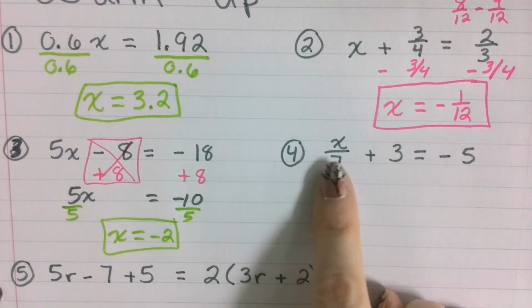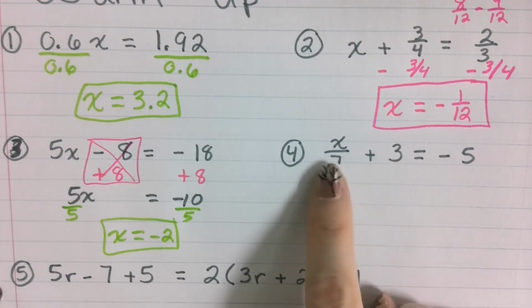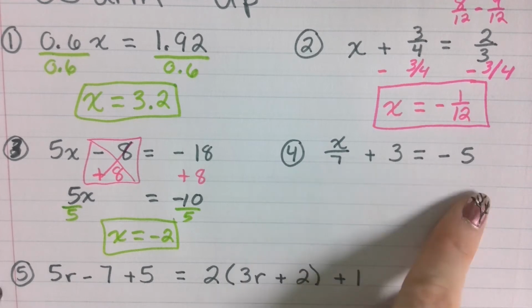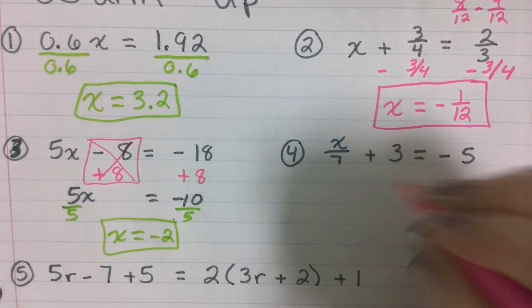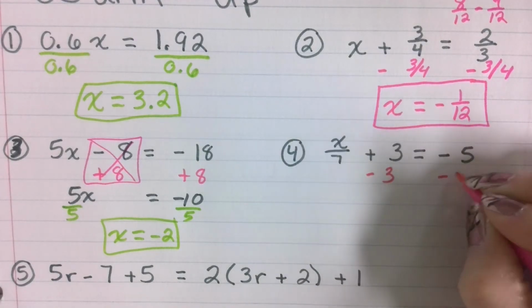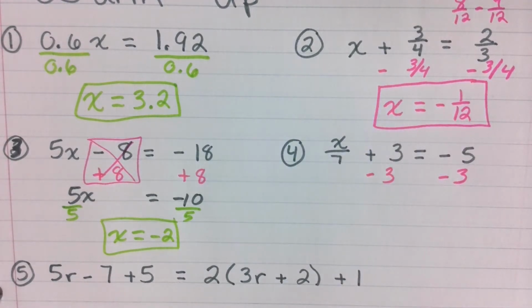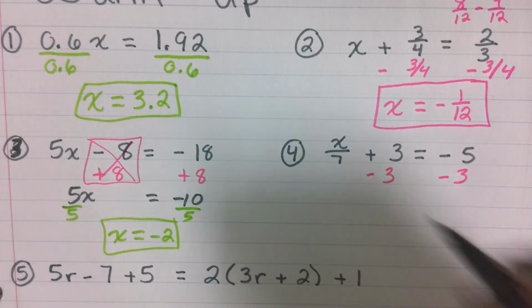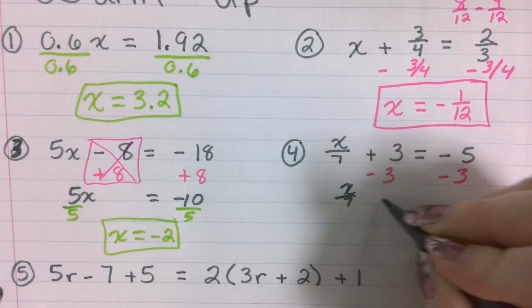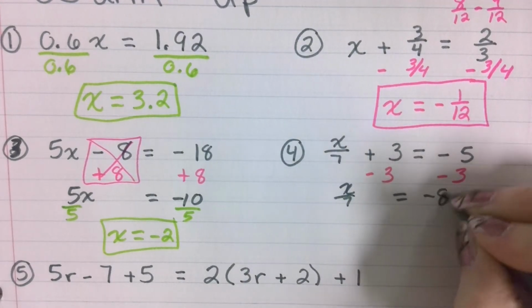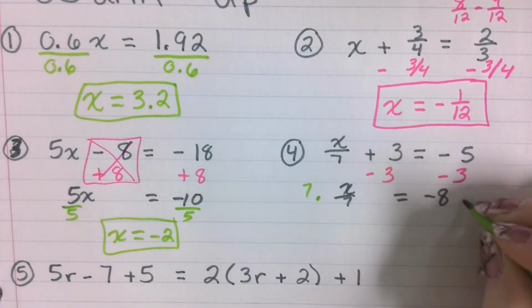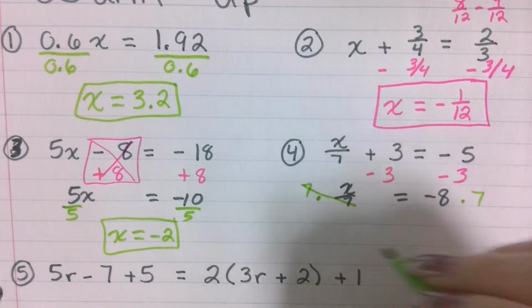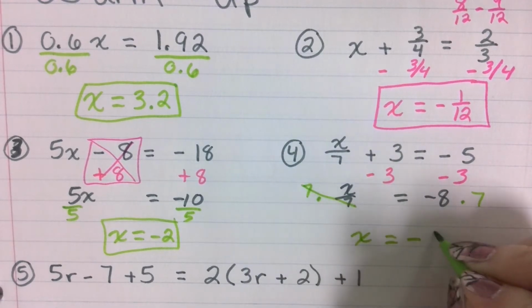Okay, for problem number 4, what's the first inverse operation that we need to do? Subtraction. So we're going to subtract both sides by a 3. So that's going to leave us with x over 7 is now equal to a negative 8. And then our last step is to go ahead and multiply both sides by 7. And we're going to get x is equal to negative 56.